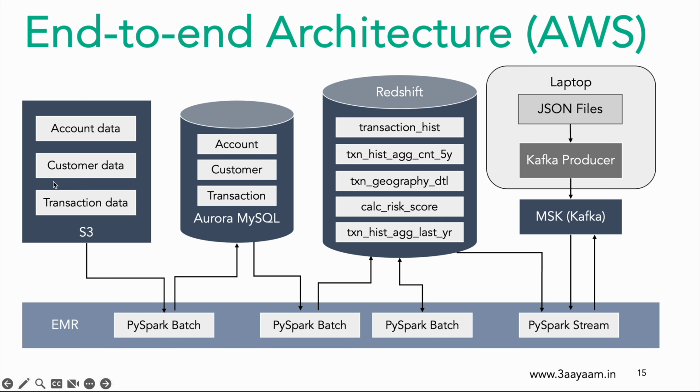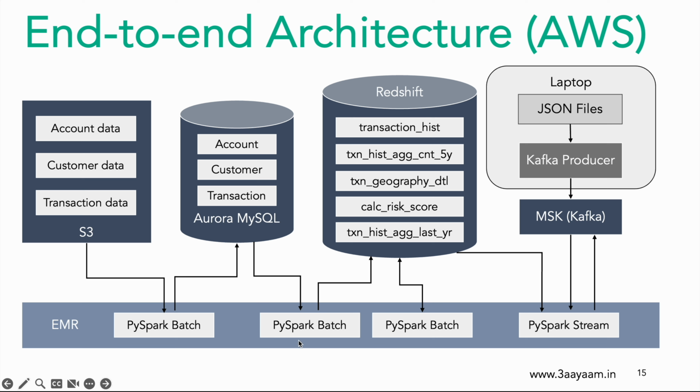The files should be on S3. We have account data, customer data, transaction data, and all these files should be on S3. And Spark or PySpark should run on EMR. So you'll have to read from these files and load it to Aurora MySQL table. EMR would be common across because PySpark would be used in all the cases. So you have to read these files and write it to Aurora MySQL tables.